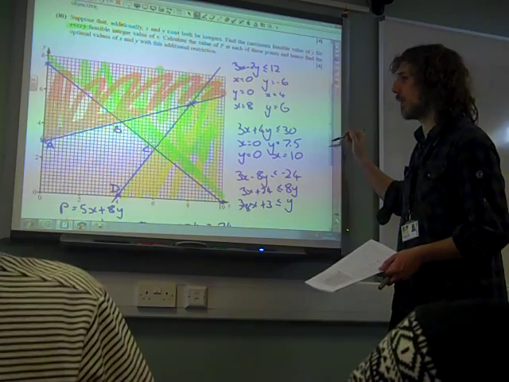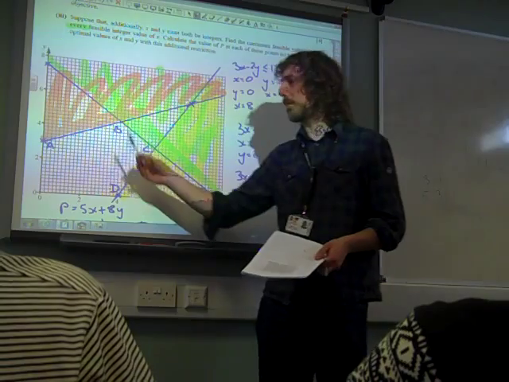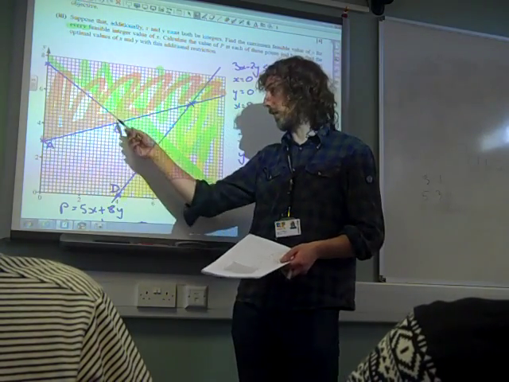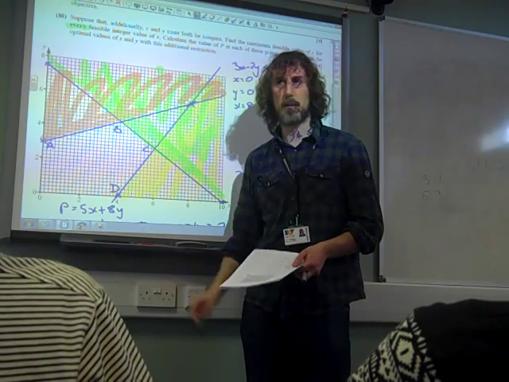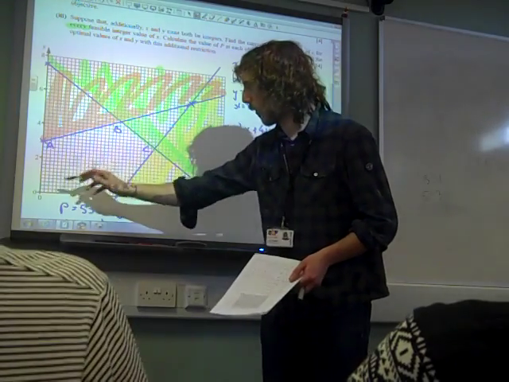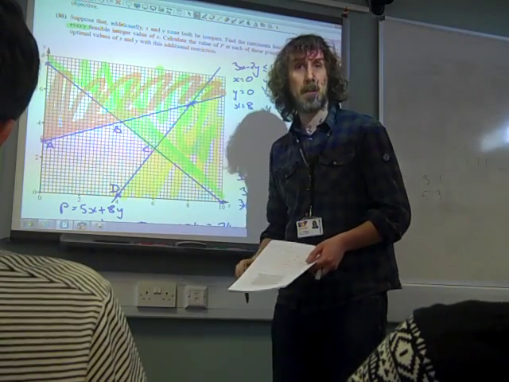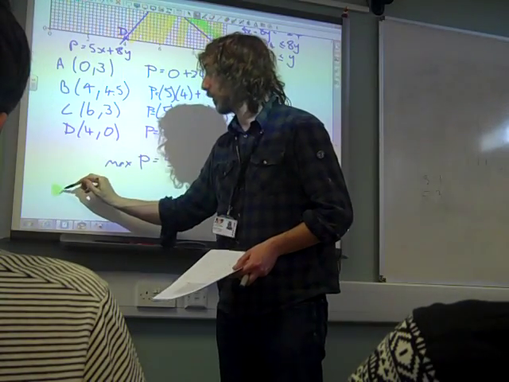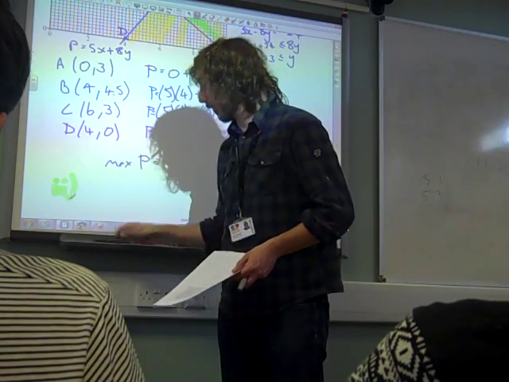So for every value of x, we need to find the maximum feasible value of y. It's not enough just to look around our extreme points. Well, x can be 0, 1, 2, 3, 4, 5, and 6. So I've got a lot of work to do here. I'm going to do a little table with green dots.